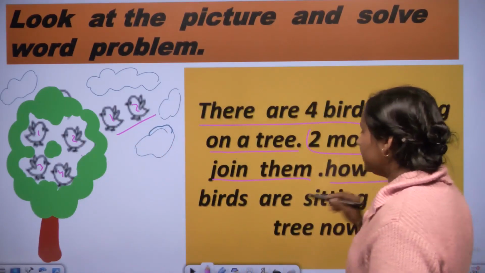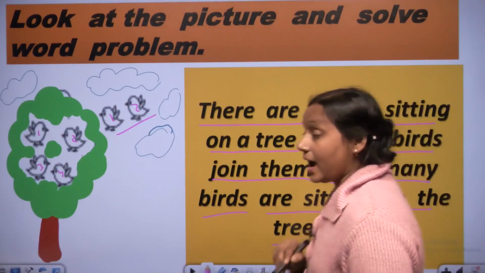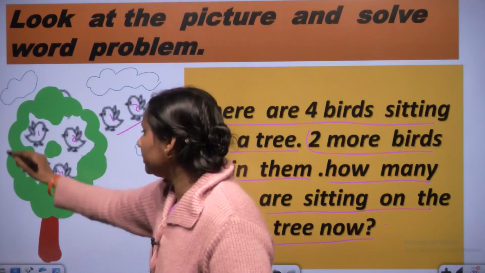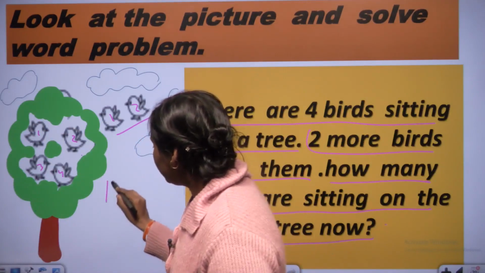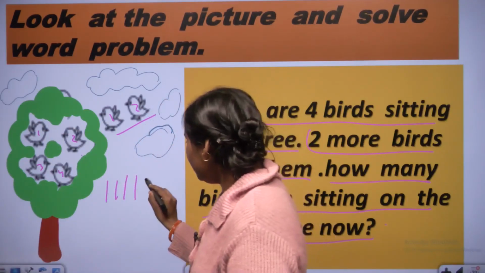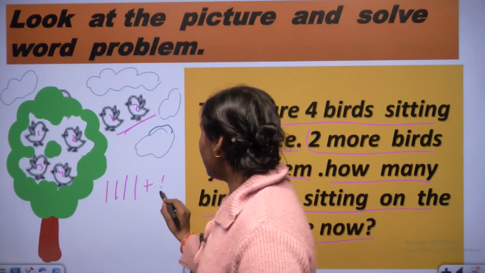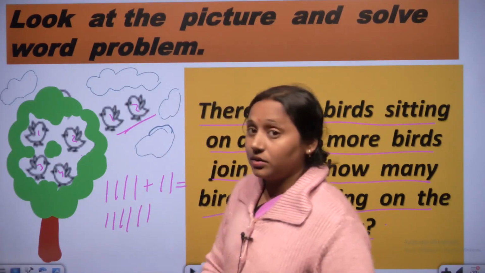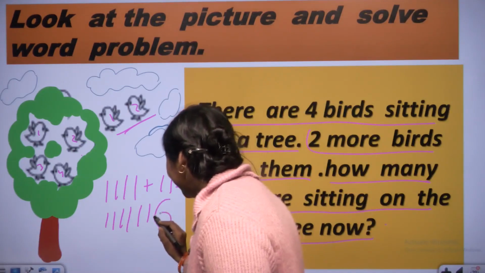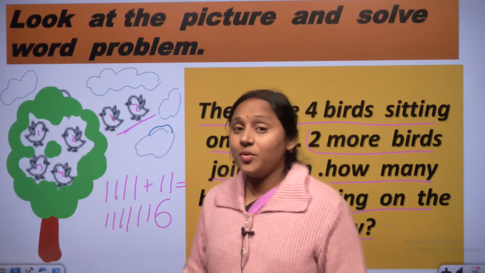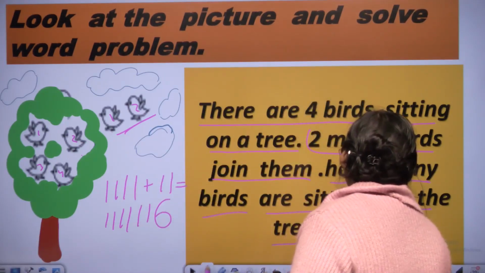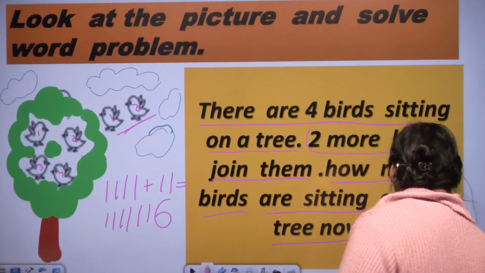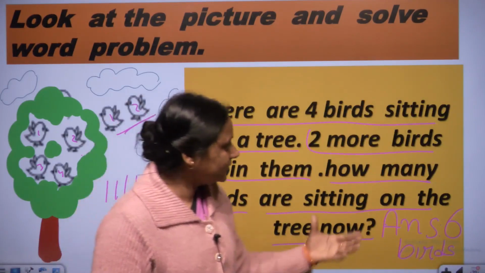Okay, how many birds are sitting on the tree now at present? Okay, start counting. How many birds here sitting on the tree? 1, 2, 3, 4. With the help of sticks, 1, 2, 3, 4. Then, how many birds join them? 2. 1, 2. Now, count it. 1, 2, 3, 4, 5, 6. Total birds here? Yes, 6. At present, how many birds sitting on the tree? Yes, 6 birds sitting on the tree.